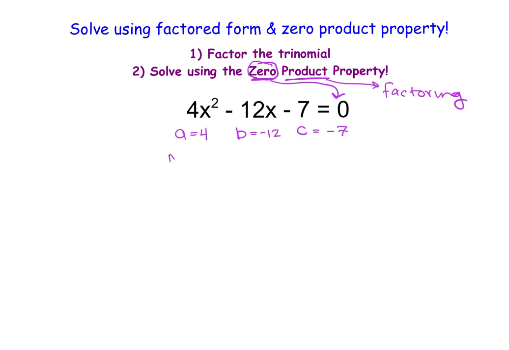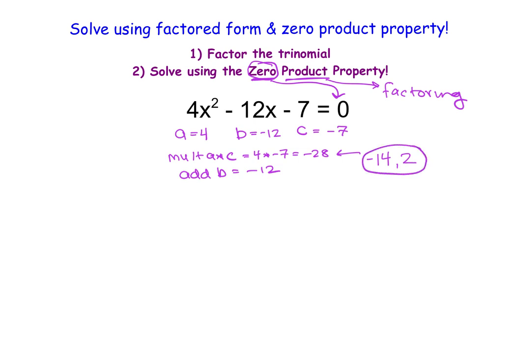So we need to start by finding two numbers that multiply to a times c, which, if we see here, is 4 times negative 7, which is negative 28. And then I need two numbers that also add to b, which is negative 12. So when I start thinking of numbers that multiply to negative 28 but add to negative 12, I'm realizing that to get this negative product, I have to have one negative and one positive. And as I start to think of things that multiply to negative 28, I discover that negative 14 times 2 gives me a negative 28, and negative 14 plus 2 gives me a negative 12.